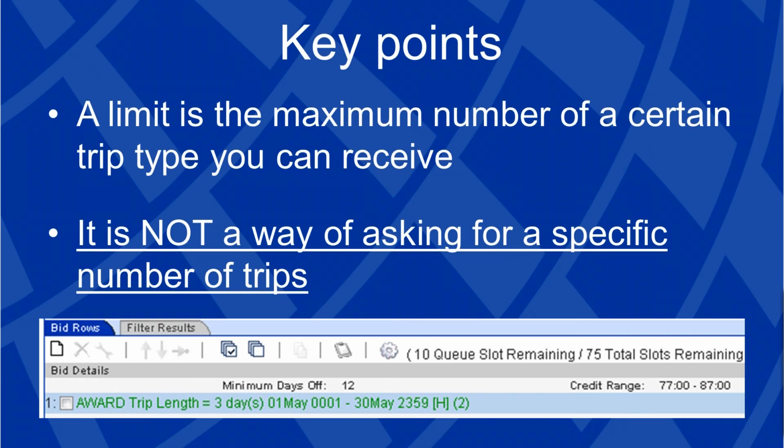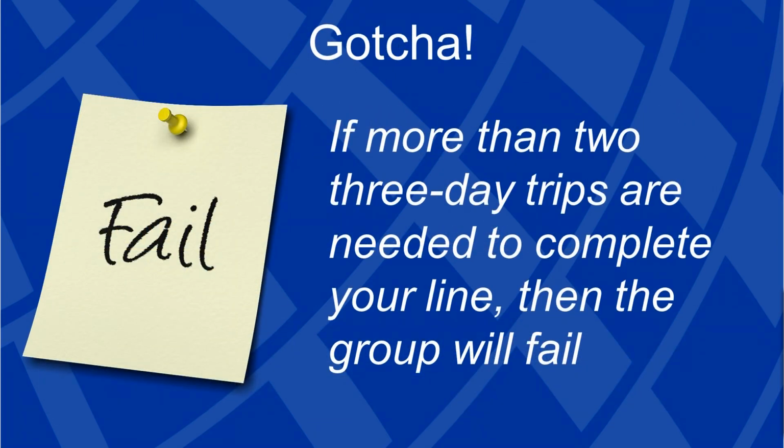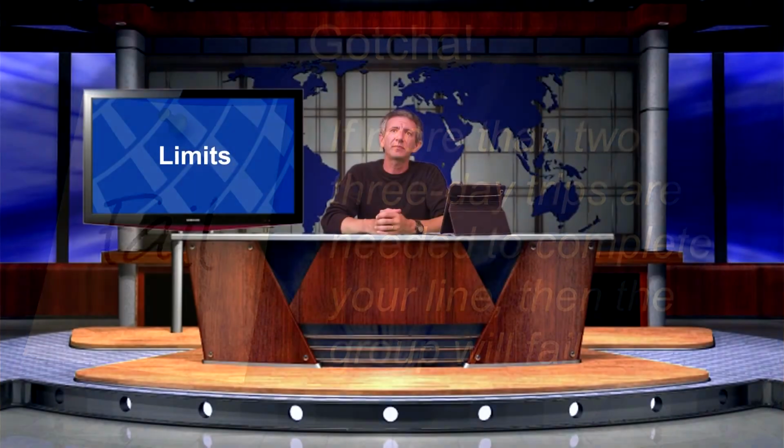Your actual award is dependent upon your seniority. If more than 2 3-day trips will be needed to complete this line, the group will fail and PBS will move on to your next bid group. Once you set a limit on a group of trips with an award statement, that limit will apply to those trips, no matter what else happens in the bid group from that point forward. A limit cannot be removed without modifying the original award statement.